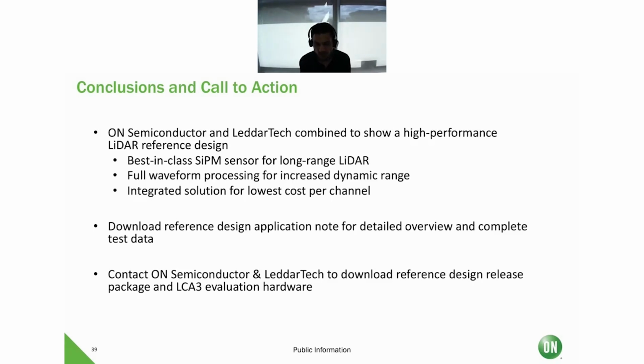And as Aidan referred to, this is really the difference between being able to see a low reflectivity object versus a high reflectivity object at a distance, from a very small pulse that may come back reflected from a low reflectivity object. And the integrated solution gives the lowest cost per channel.